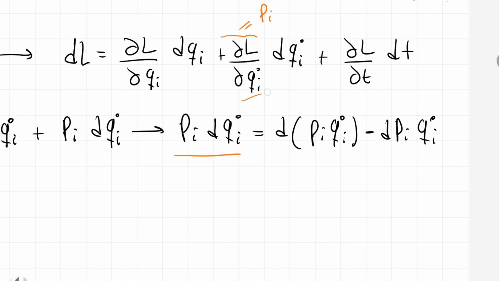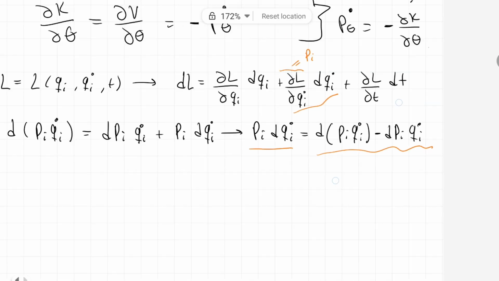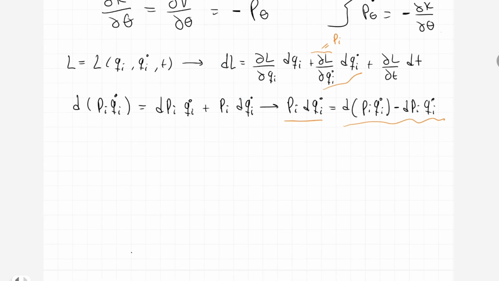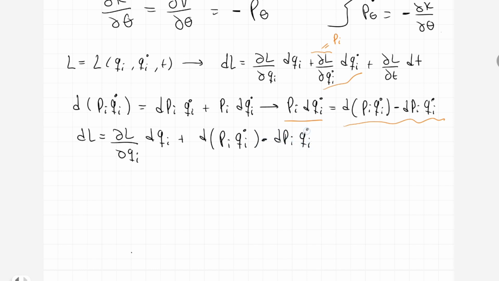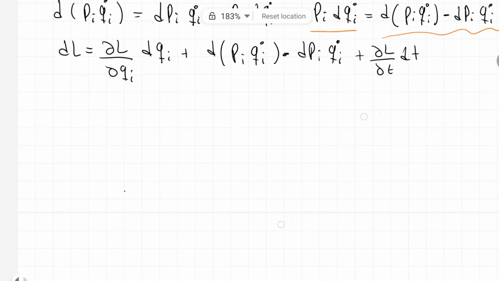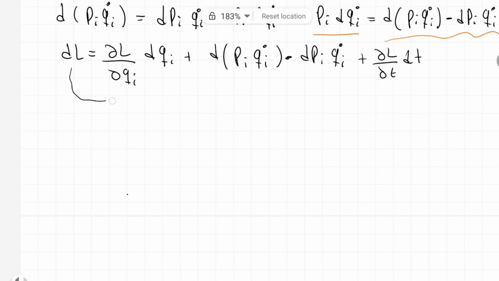So we are going to substitute this for this. And we are going to get that dL is equal to the partial of L with respect to qi dqi plus dpi qi dot minus dpi qi dot plus the partial of L with respect to time dt. Okay, perfect. So what we are going to do now is to take this differential to the right hand side and this term and this term to the left hand side.